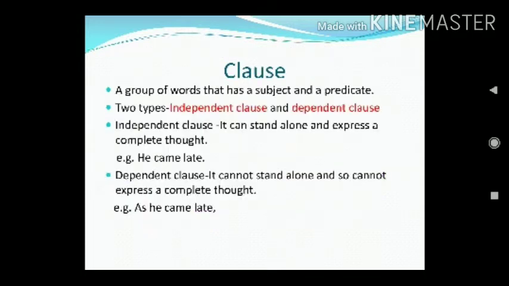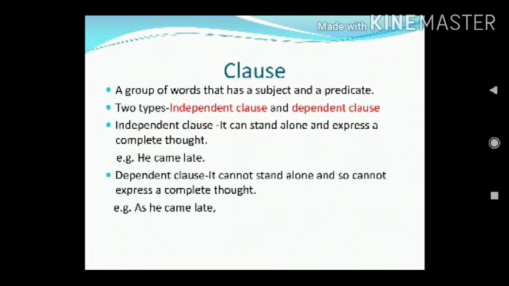Now let's look into the term clause. What is a clause? A clause is a group of words that has a subject and a predicate. It is different from a phrase. A phrase is a group of words that does not have a subject and a predicate. For example, in the corner is a phrase because it does not have a subject and a predicate.